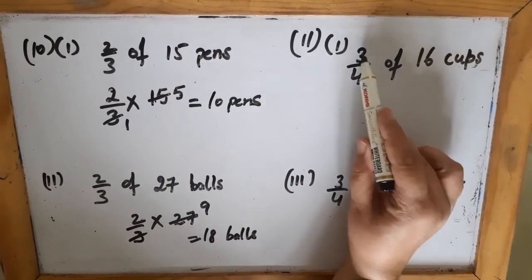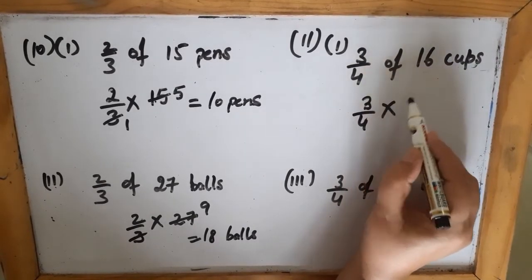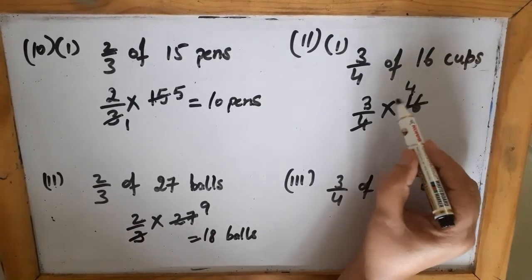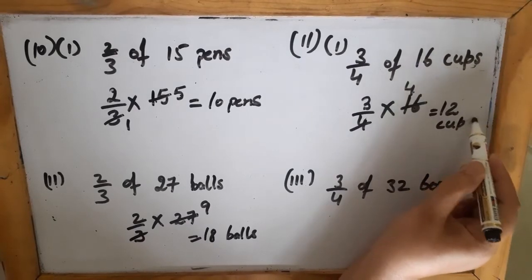It's the same. You have to find 3/4 of 16 cups. So 3/4 of 16 cups. So 4 fours are 16, and you multiply 4 into 3 is 12. So your answer is 12 cups.